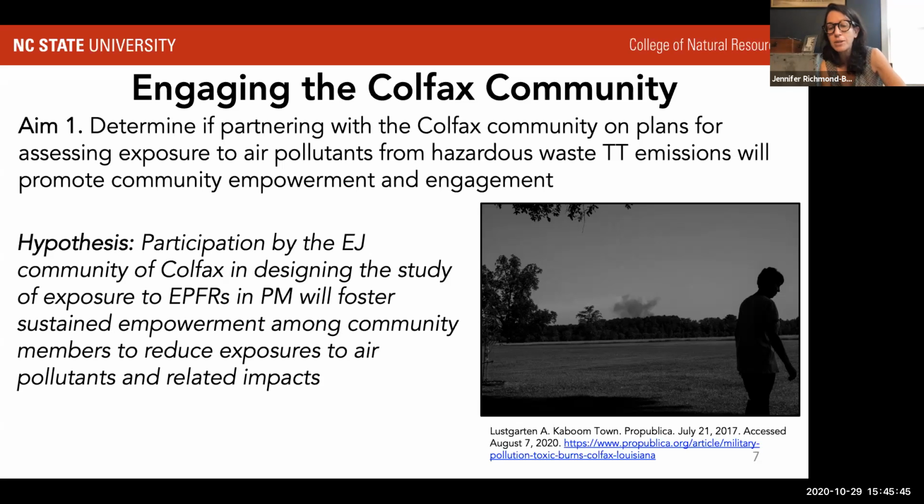The picture on the bottom right was from an article that was published in ProPublica 3 years ago. The silhouette image is of Brenda Valley. She's our community partner, and you can see off in the distance this cloud of smoke from the facility. And this is really a constant pervasive factor in the lives of the people who live there.